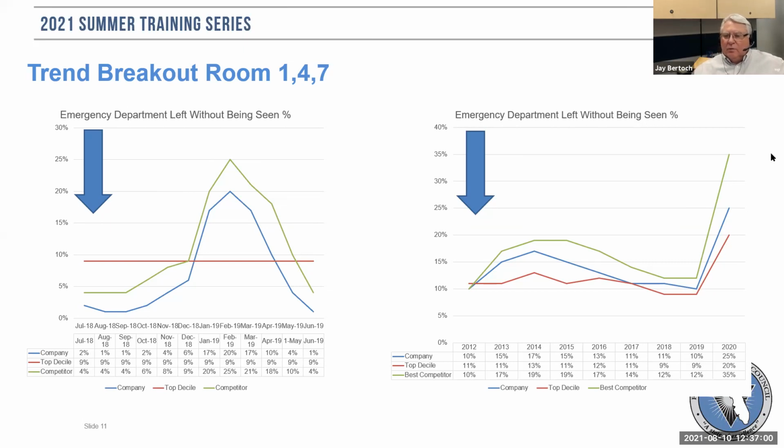And then all of a sudden in 2020, across the board, their benchmark data went haywire, along with the company itself and their best competitor. So Jay, what do you think happened in 2020? COVID. There you go. That was our conclusion.